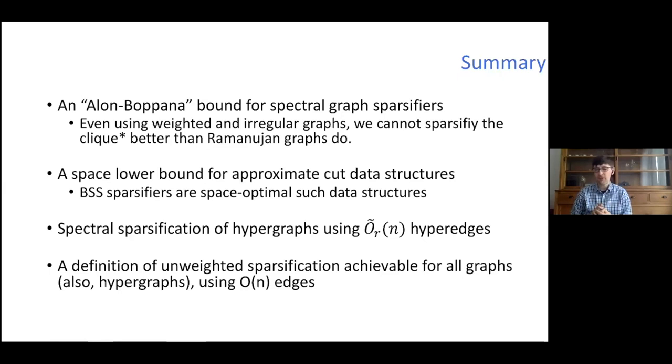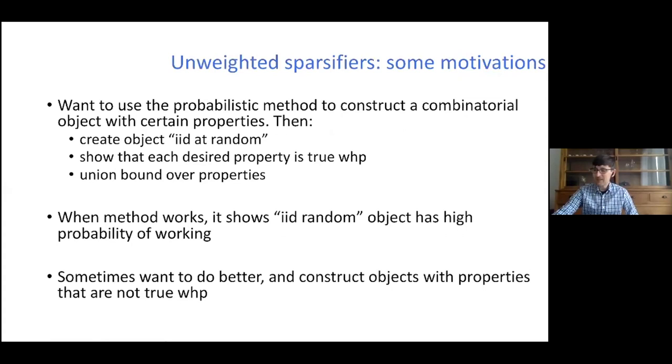Then we argued about unweighted notions of sparsification that are available for all graphs. And for constant approximation error epsilon, we need only order of n edges. And then we showed that the spectral version of what it means for a hypergraph to be sparsified is achievable with order of n log n hyperedges if the size of the hyperedges is bounded. Okay, so maybe there will be some philosophy of why we thought that those problems were interesting.